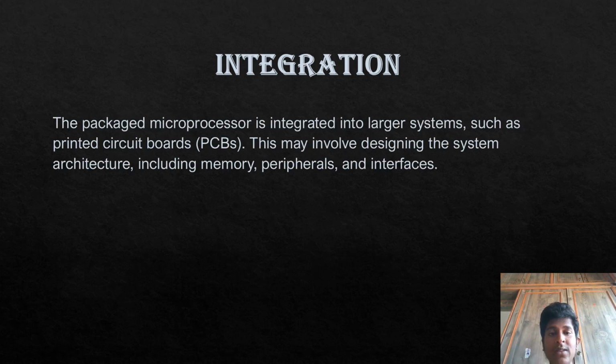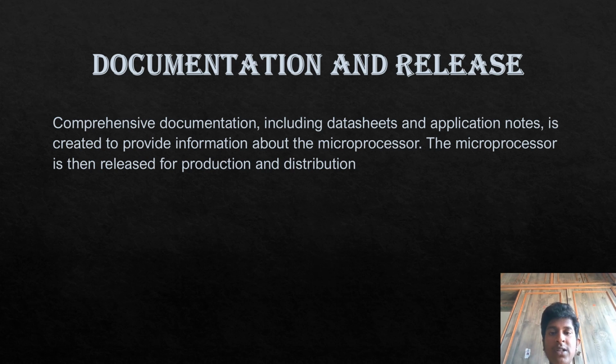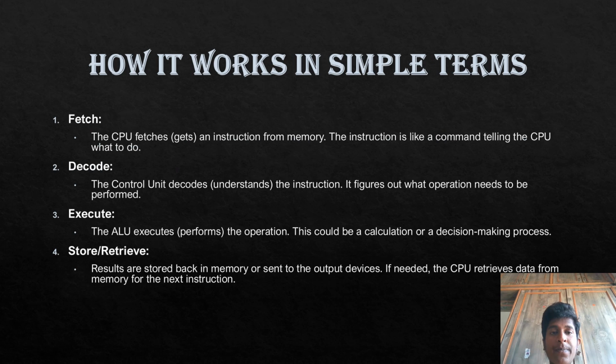Integration. The packaged microprocessor is integrated into larger systems such as printed circuit boards (PCBs). This may involve designing the system architecture, including memory, peripherals, and the interfaces. Documentation and release. Comprehensive documentation, including datasheets and application notes, is created to provide information about the microprocessor. The microprocessor is then released for production and distribution.